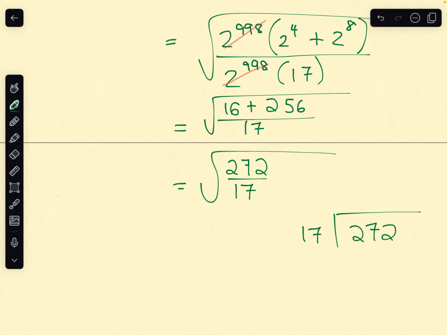272, 17 goes in here one time. I'm not going to use long division, sorry, I'm going to use short division. So 17 goes into 27, remainder 10.